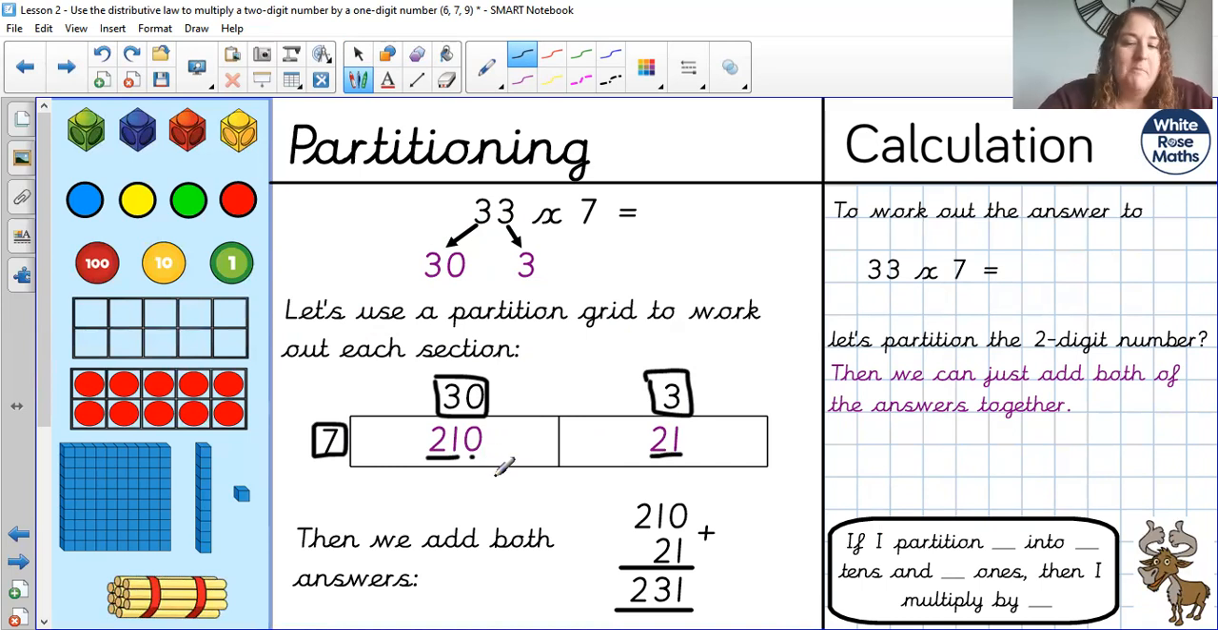Then we need to add both of those answers together. So you can see I've put them into a column addition. I know you're brilliant at column addition by now. And I've put the ones, tens, and hundreds columns, and made sure I've lined up the ones with the ones, the tens with the tens, and the hundreds with the hundreds. 0 add 1 is 1, 1 add 2 is 3, and 2 add nothing else is 231. So the answer to this question is 231.